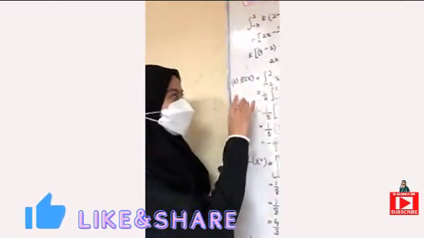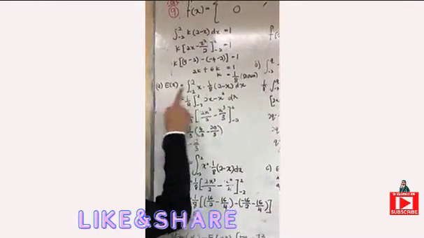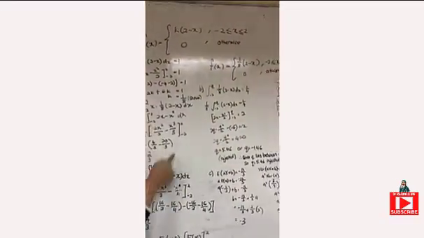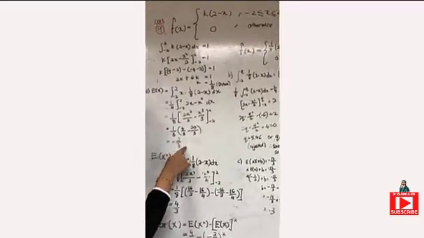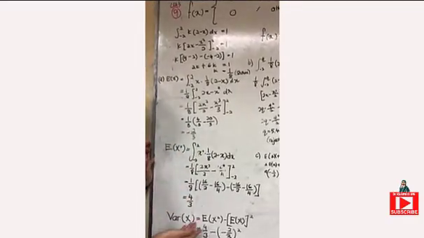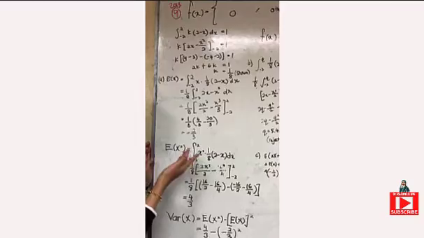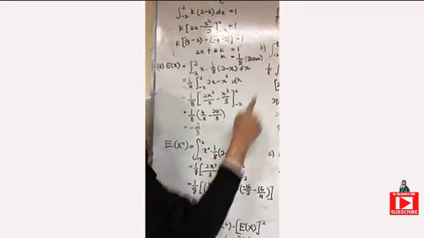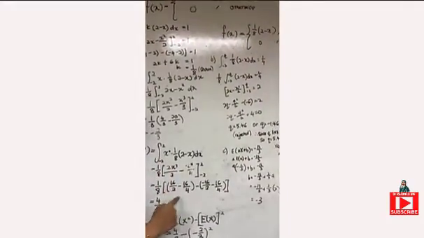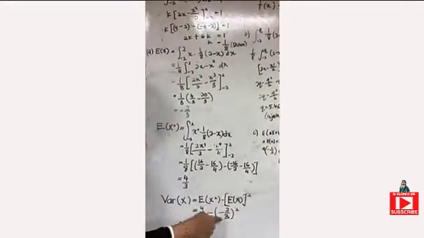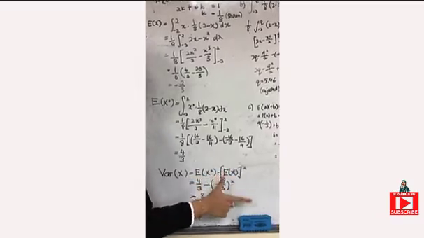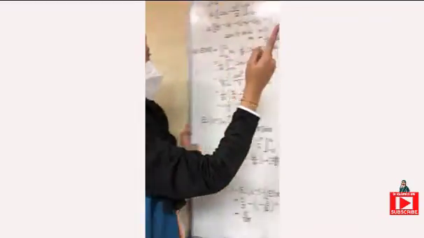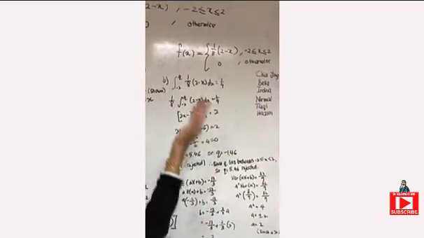Okay, for A, they ask us to find EX. So to find EX, we integrate -2 to 2 using this function. So we integrate and then the answer is -2/3. Then they ask us to find variance x. To find variance x, we need EX square. So we take x square times this function. We integrate it and then we get 4/3. So we substitute into the equation EX square minus EX square. We got 8/9.